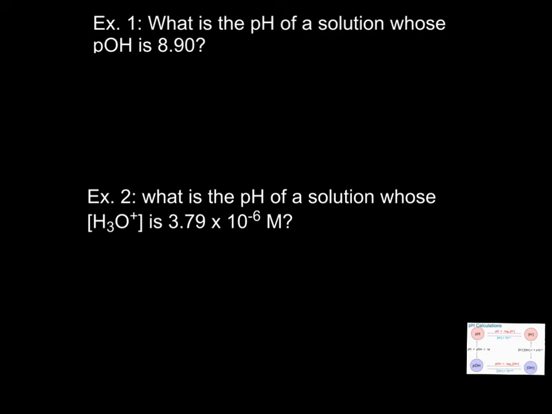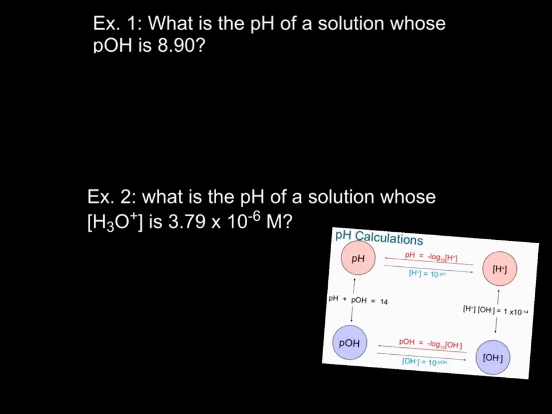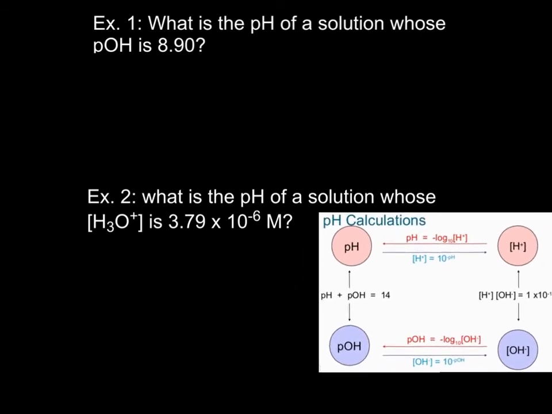For our first example here, we are asked what the pH of a solution is whose pOH is 8.90. If we take a look here, we're starting at pOH, and we want to get up to pH. So we're going to use this little equation here. pH plus pOH is equal to 14. We always want to write down the equation first so we can start working with it. So we have pH plus pOH is equal to 14. The only way to solve for pH is to subtract pOH on both sides.